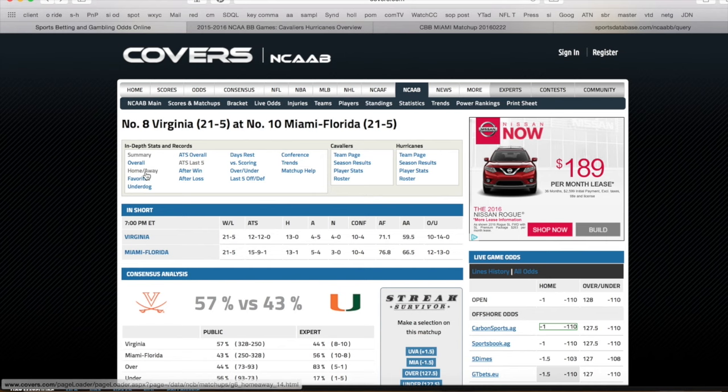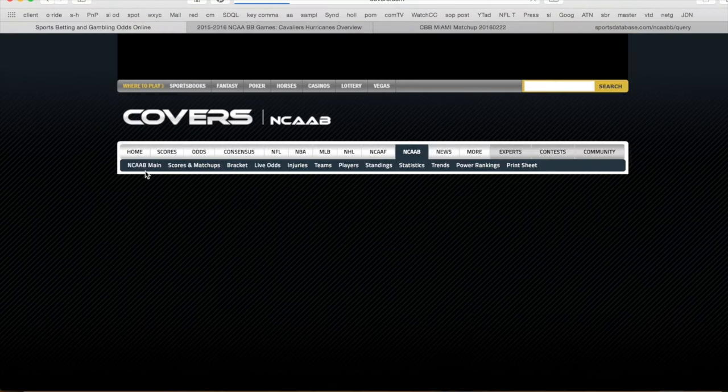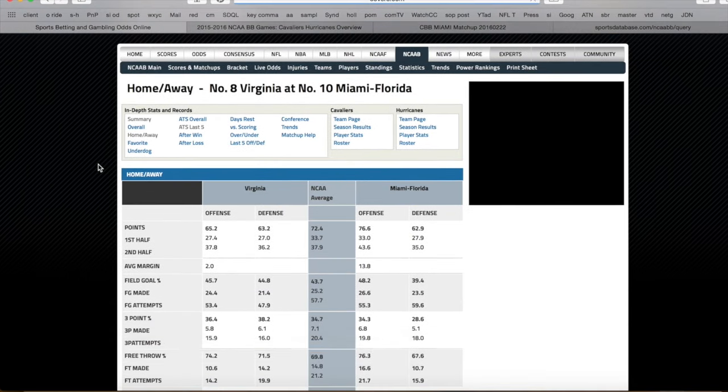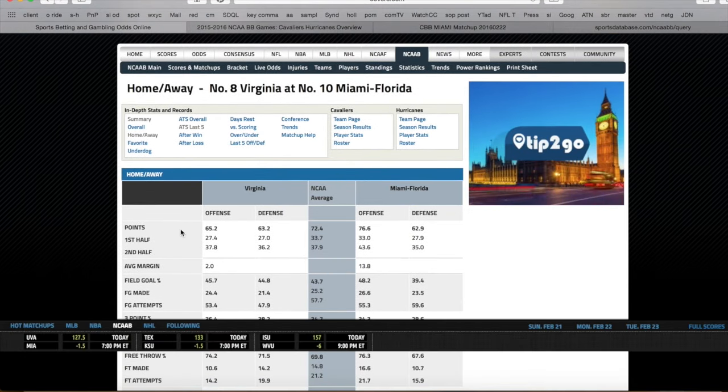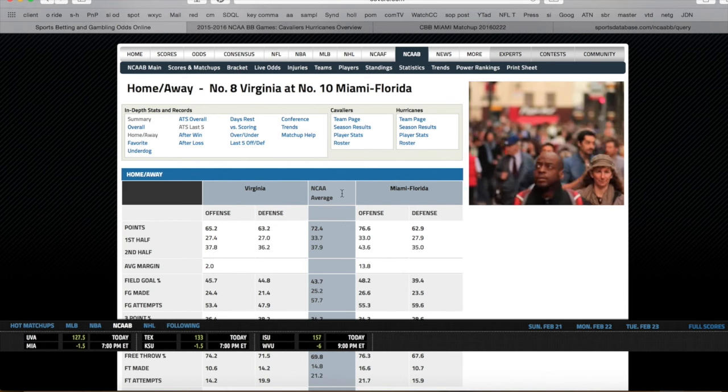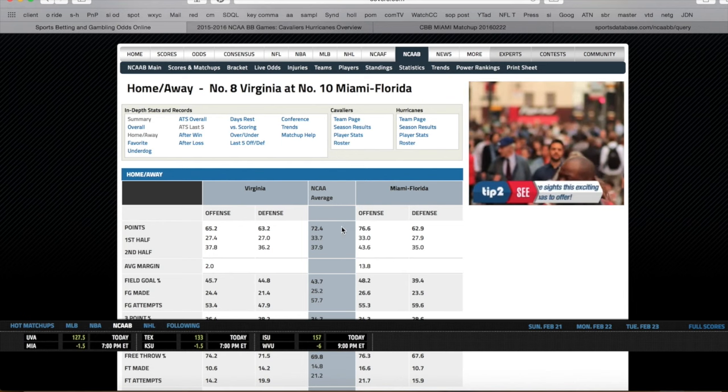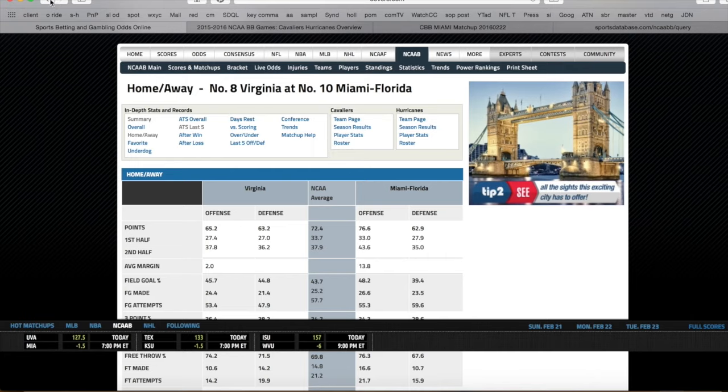If you want to look at various splits, of course, home road splits are the single most popular thing to look at, and you can see how the home team does in home games and the road team does in road games. That's points per game, and that's the NCAA average, so you can actually compare it to the median, and it's fantastic for that.